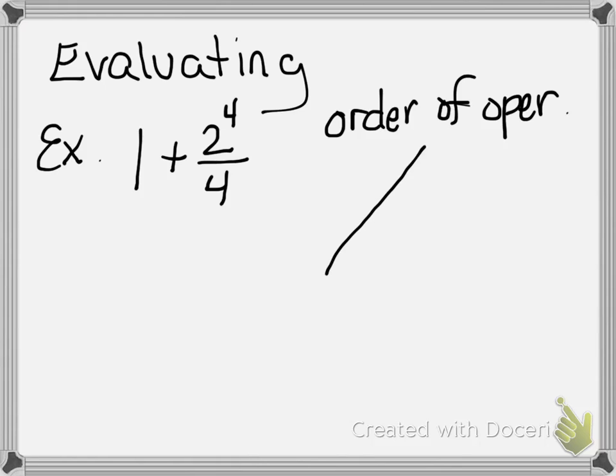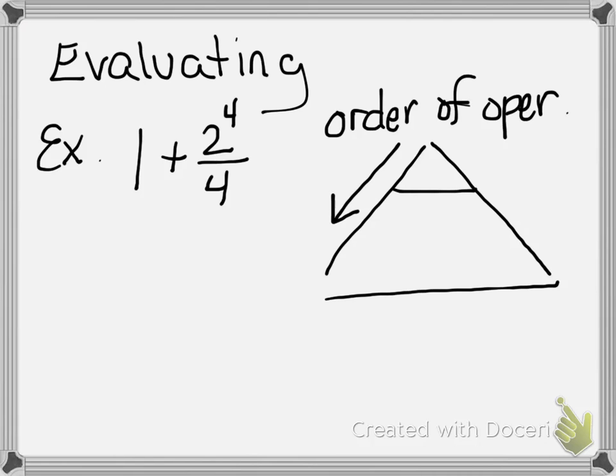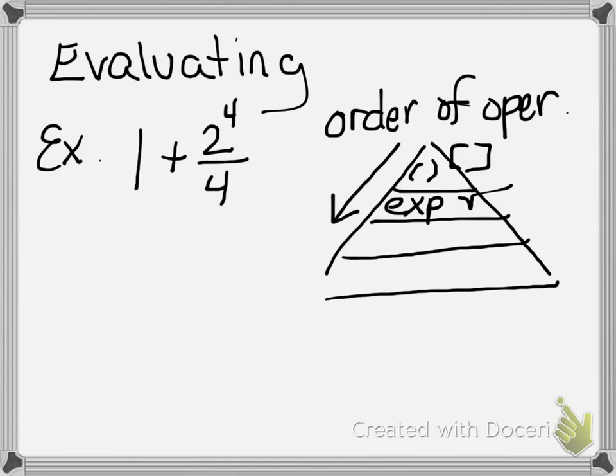Most of your teachers probably taught it like this, where they gave you a pyramid and said you work your way down. At the top of the pyramid was parentheses and brackets. Then the next part was exponents. And there are radicals, but we aren't going to deal with those today. Then multiplication and division, and you had to make sure you go left to right. Then add and subtract, again going left to right. Some teachers taught it as PEMDAS, or please excuse my dear Aunt Sally.